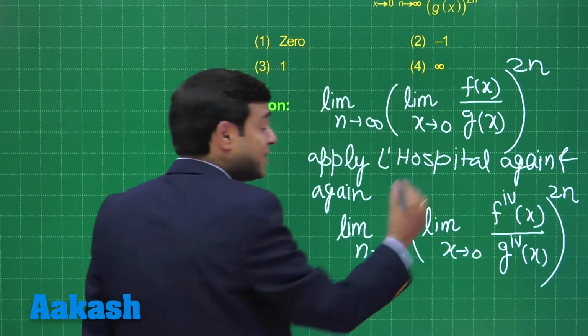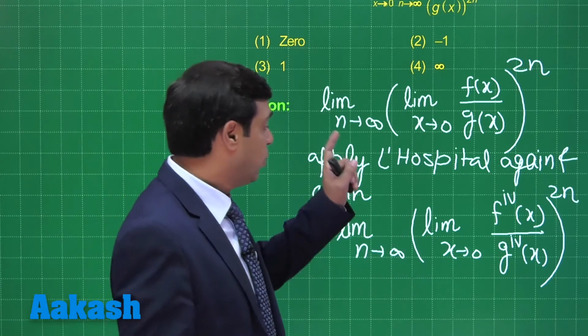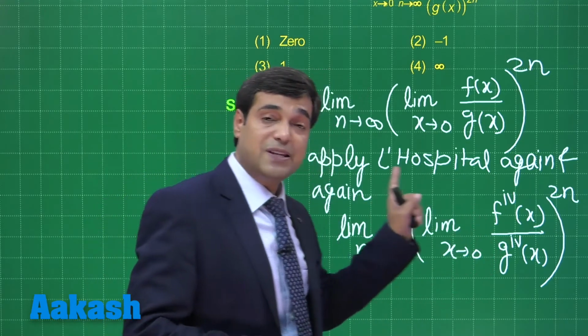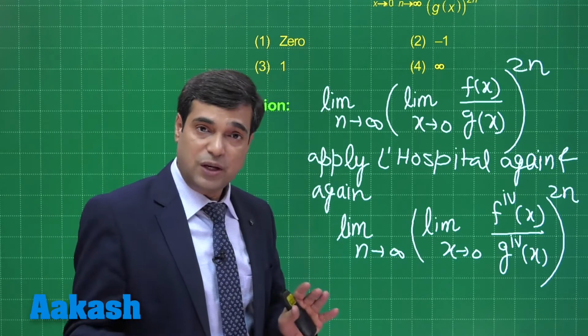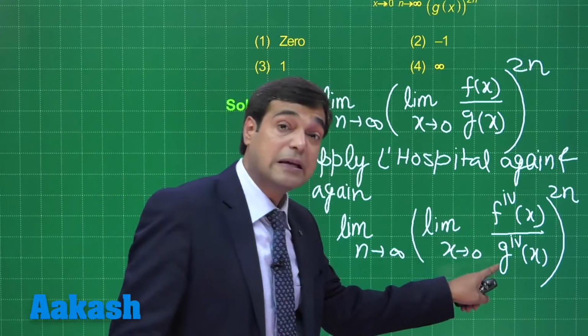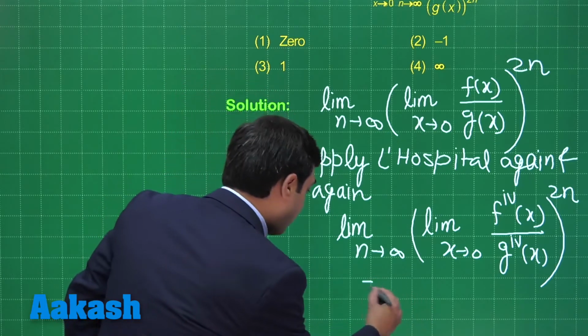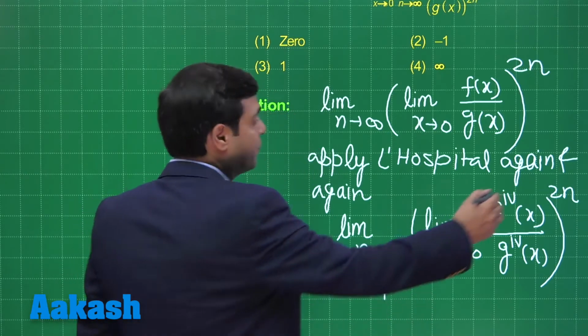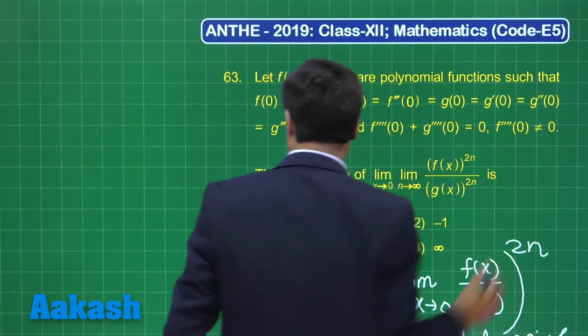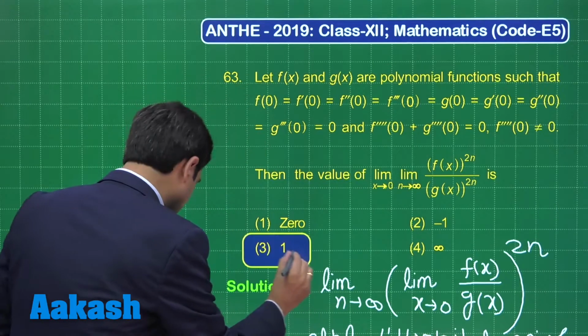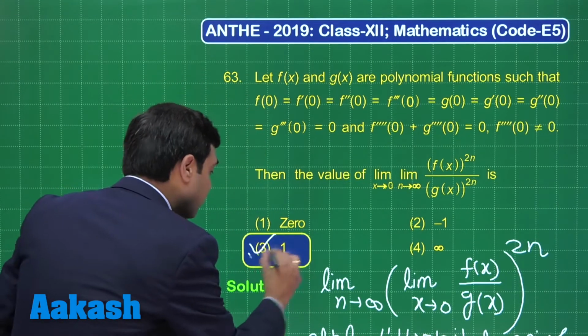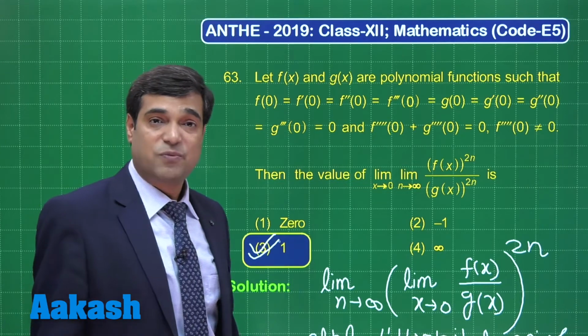Now this value is equal to -1 because you know that the fourth derivative of f plus the fourth derivative of g is equal to 0. So obviously this value is -1. Whole to the power 2n makes it equal to 1. So the correct answer for this question is 1, that is option number 3. I'm sure this question is clear. How we get the value 1? Let's move on to the next question of this paper.